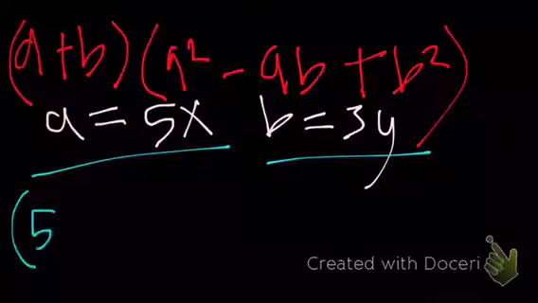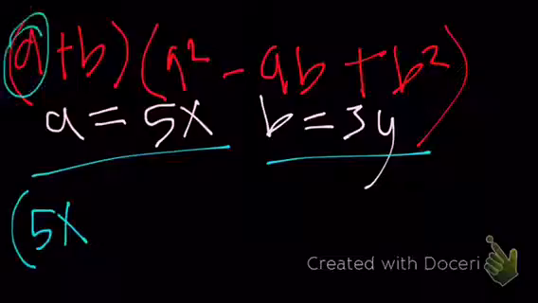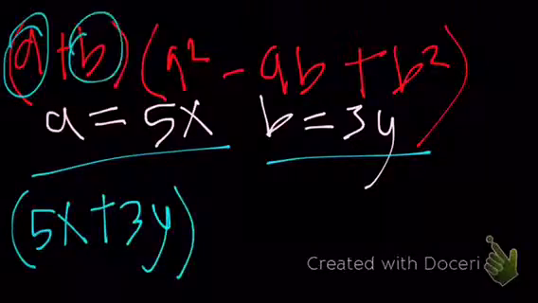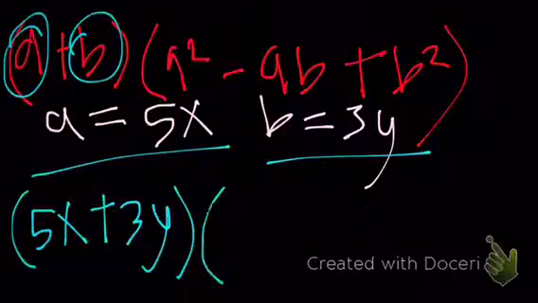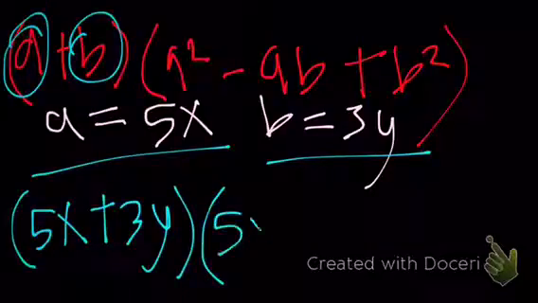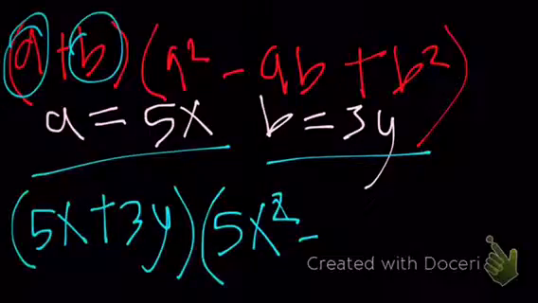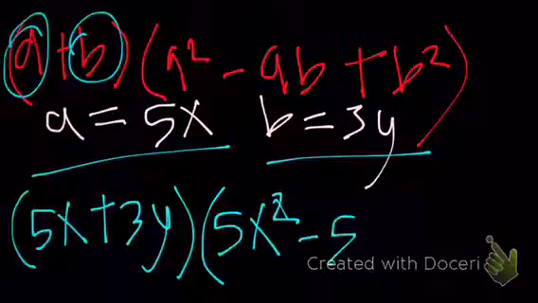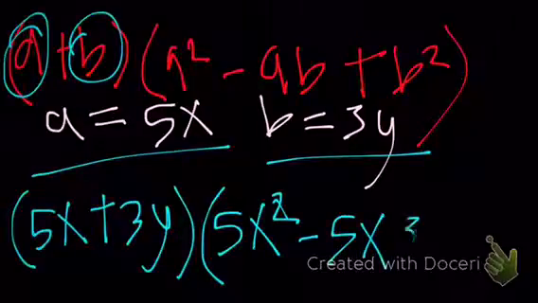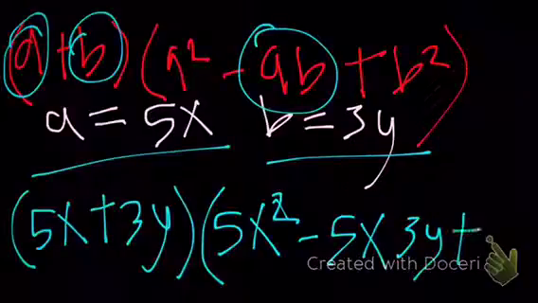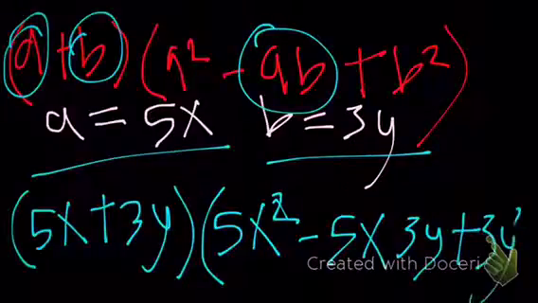So we're going to plug the 5x into this a, and then the 3y into this b that follows that a right here. And then we're going to plug that 5x into the a squared, minus 5x times 3y, because it's a times b right here, and then we're going to do plus 3y squared.